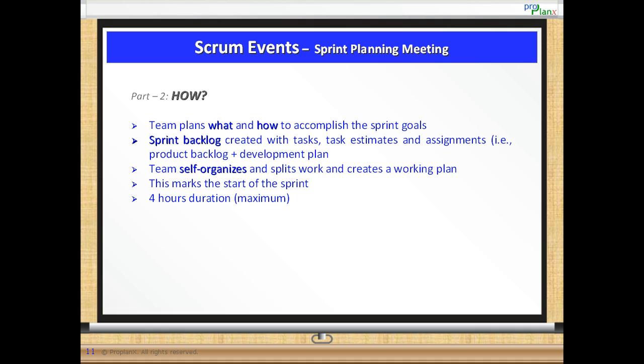Next, the team self-organizes and splits work and creates a working plan to accomplish the sprint goal. This actually marks the beginning of the sprint. To prevent getting into too many details too early, this meeting is also limited to a maximum of 4 hours.